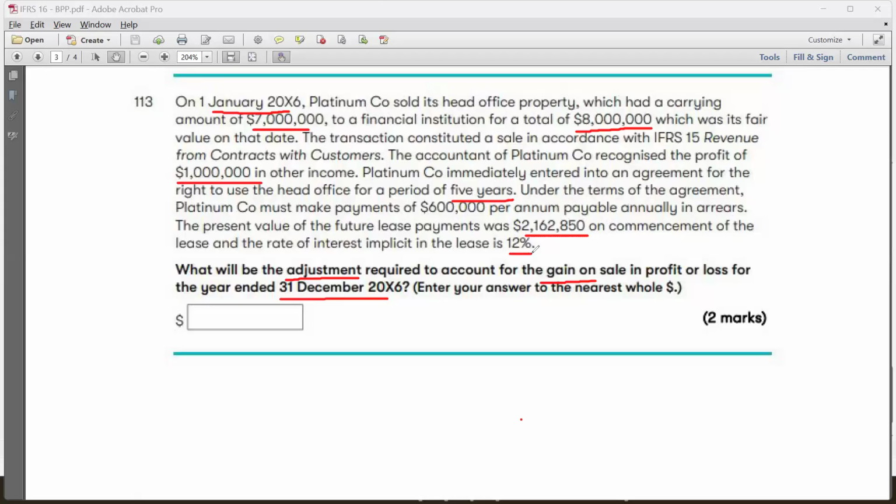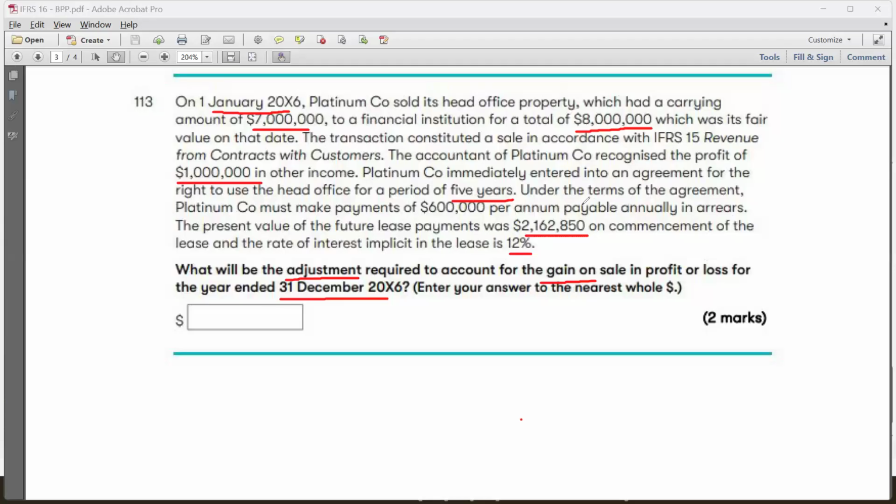Okay, so the total worth of the head office is 8 million. However, we have leased back a portion and it has a value of 2,162,850. So the other value relates to the portion that has been transferred. The part of the head office that we have retained has this value, out of the total value of 8 million. So we need to only recognize the gain related to the part that has been transferred. But Platinum has recognized the total gain of 1 million. This is the issue.